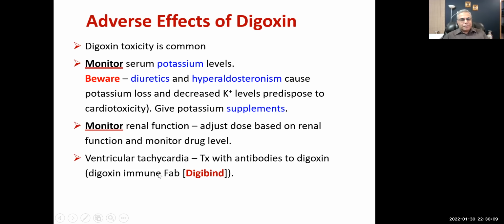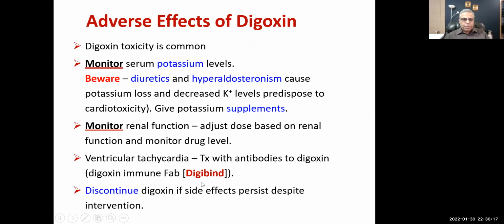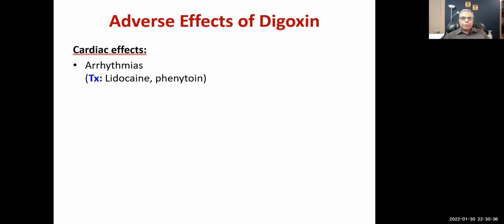Ventricular tachycardia is paradoxically a side effect. So we have an antidote, which is digibind antibodies, and we have to discontinue digoxin. But if the toxicity is not too bad, and if digoxin is improving the patient's condition, then you might want to just reduce the dose in some situations, okay? And arrhythmias is one of the adverse effects. You can use lidocaine or phenytoin, which are both class 1B antiarrhythmic drugs.